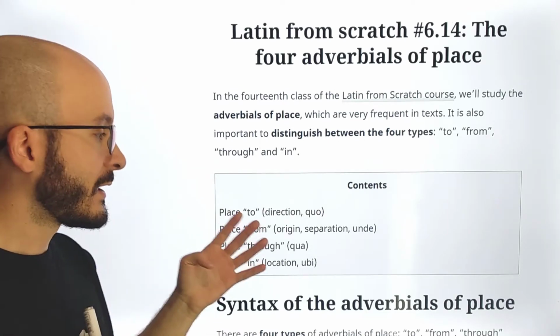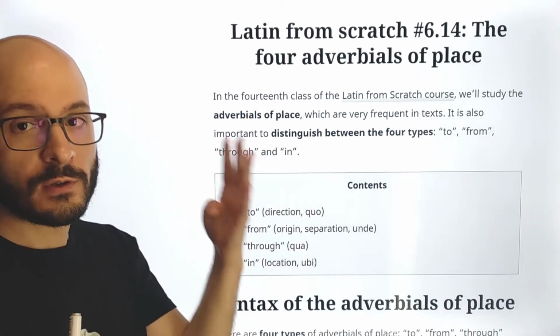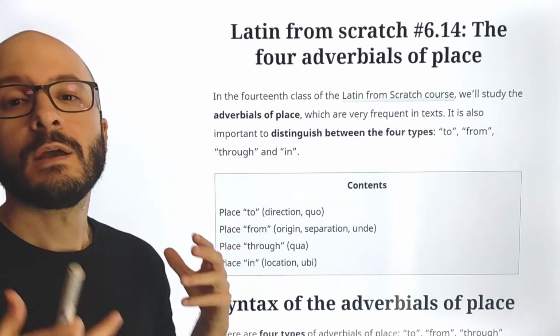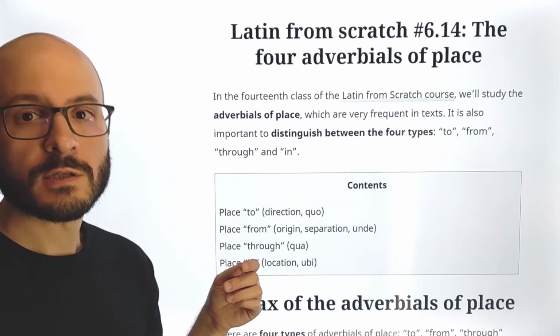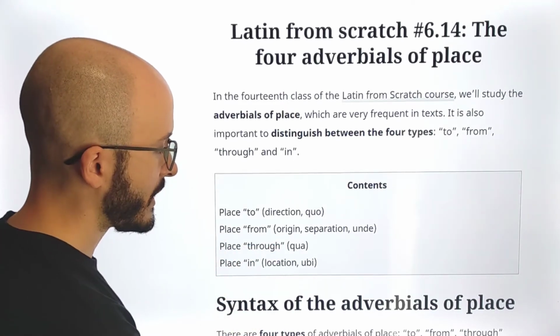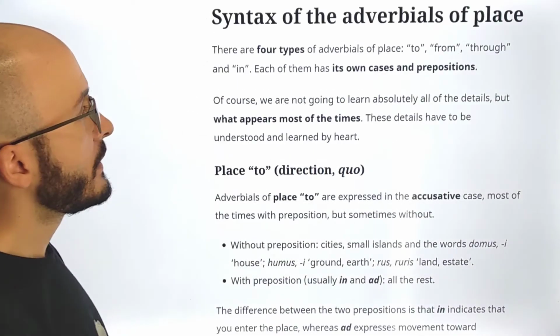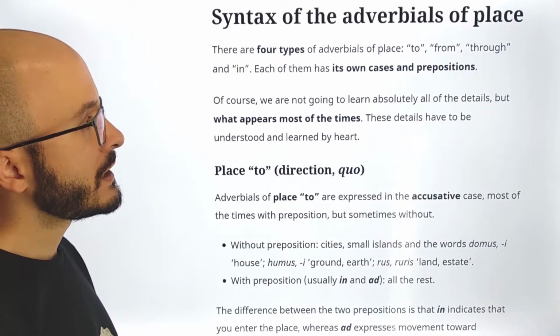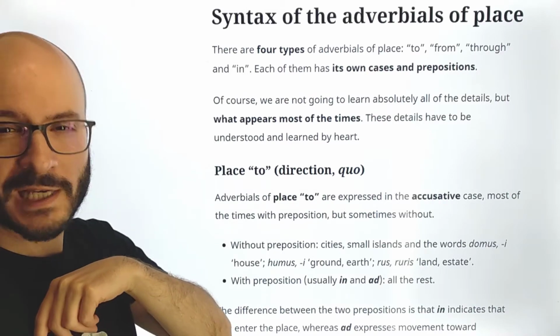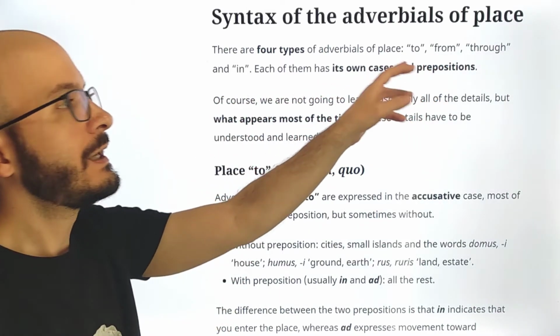So we see that we have actually 4 types of adverbials of place, and each of them uses different prepositions, different cases, etc. So that's all we have to learn here. There are 4 types of adverbials of place: to, from, through, and in. And actually, we are going to be calling them like this, okay?